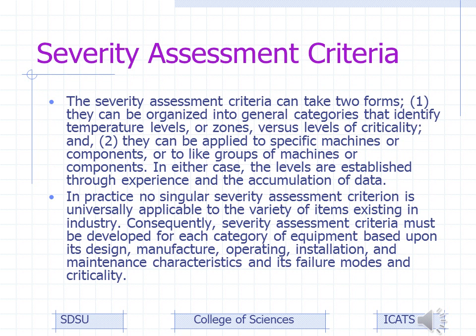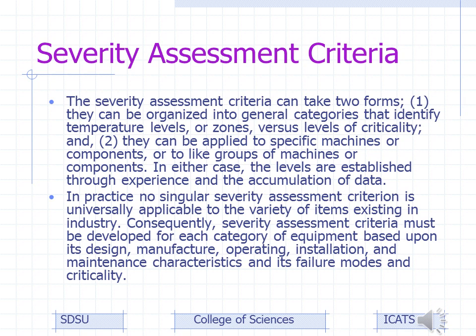Okay. The severity assessment criteria is kind of critical to understanding what's happening, to describe to the person the condition of their machinery. The severity assessment criteria can take two forms. One, it can be organized into general categories and then identify temperature levels or zones versus level of criticality. Or two, they can be applied to specific machines or components or to like groups of machines or components. In either case, the levels are established through experience and accumulation of data.